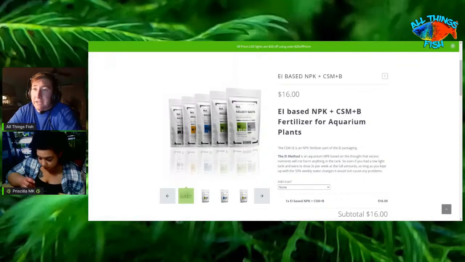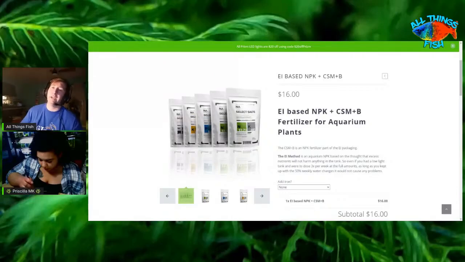If your tank needs extra potassium, you just add a little bit more of the potassium, and that's found in both the KNO3, so your potassium nitrate, and your KH2PO4.